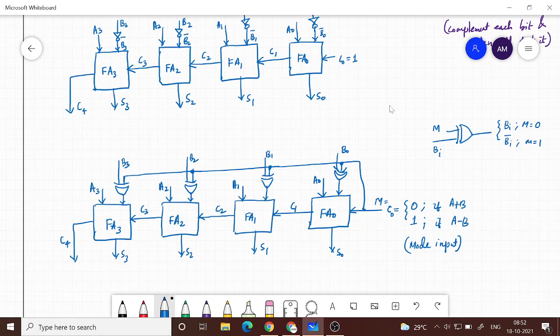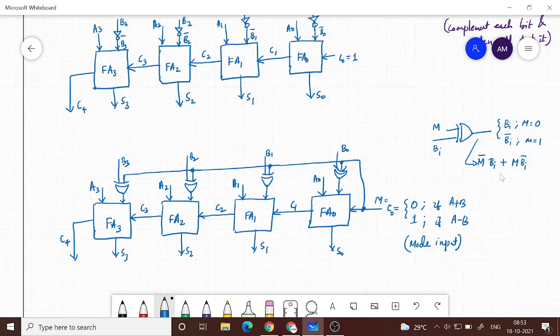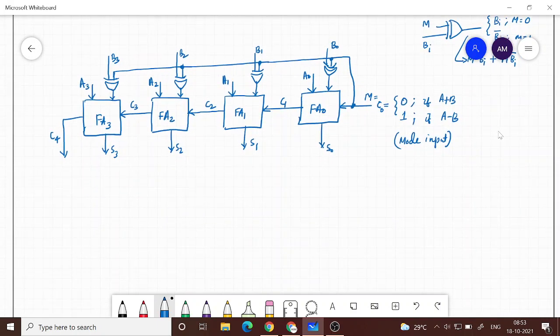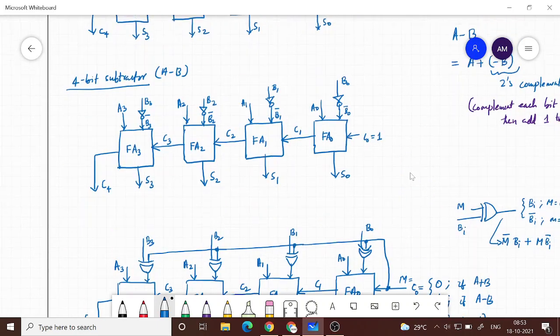So the output of the XOR gate is, if M is equal to say 0, then we have BI, or if M is equal to 1, we have BI bar. So this is the output. Similarly, whether it is B0 bar, B1 bar, B2 bar, B3 bar, that is going to come here. That is determined by the value of M0. So M0 is an external input apart from your A input and B input, which will decide whether you want to perform addition or subtraction. So this is the circuit which combines the operation of a 4-bit adder and a 4-bit subtractor.